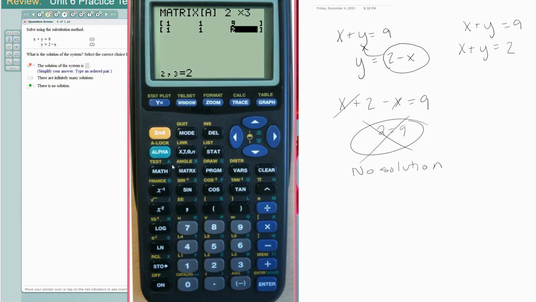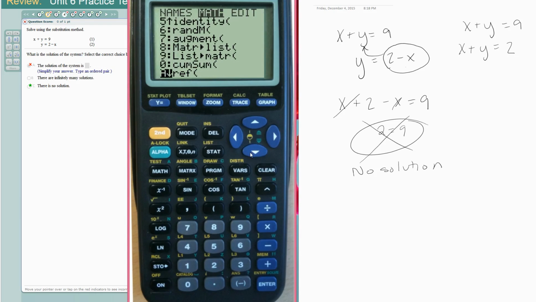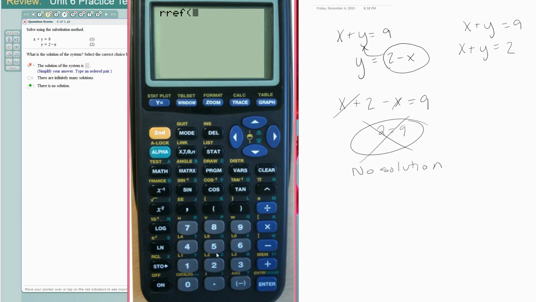Okay, so now you'll have to clear out of here. Okay, and you're going to hit second matrix, go to math. We want RREF for reduced row echelon form. We're going to hit enter. And then we have to tell it that it's that matrix A, so you'll hit second matrix A.